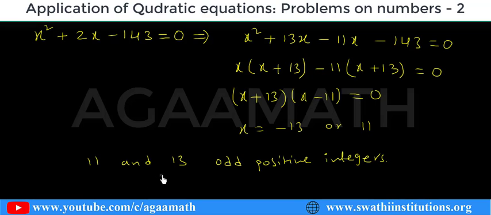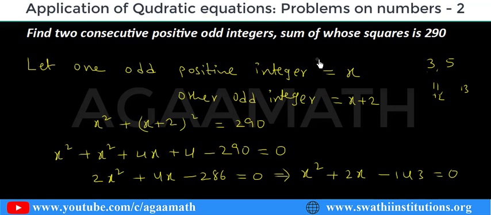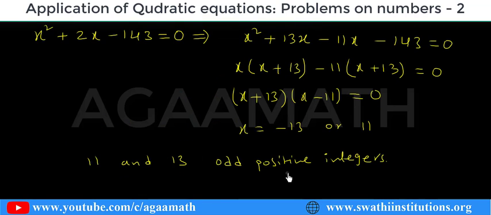So these are the two numbers we wanted to find, whose sum of the squares is 290, right? This is how we find the numbers. So I hope you understood.